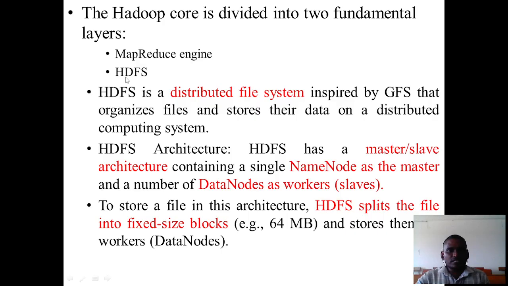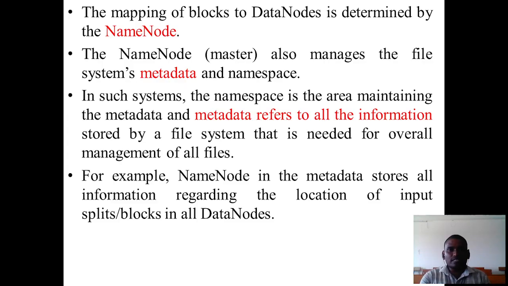Okay, so HDFS is a distributed file system inspired by the Google File System that organizes files and stores their data in distributed computing systems. HDFS architecture is based on master and slave concepts. It is a master and slave architecture containing a single name node as the master and a number of data nodes as workers. To store a file in the architecture, HDFS splits the file into fixed size blocks, for example 64 MB. Each block will be 64 MB and is stored on a worker node, the data nodes. The mapping of blocks to data nodes is determined by the name node. The name node also manages the file system metadata and namespace.